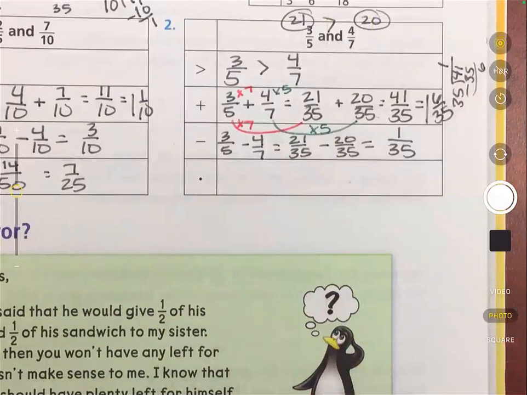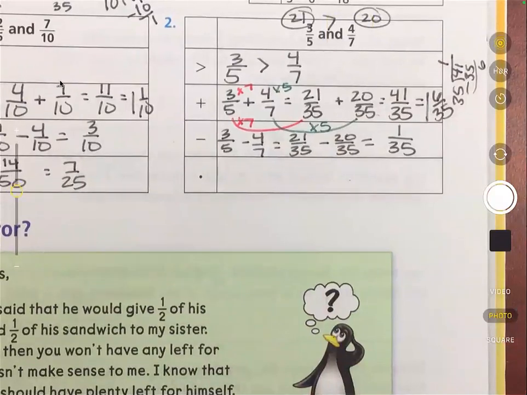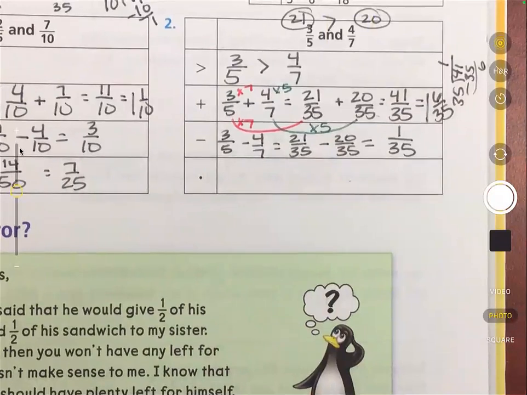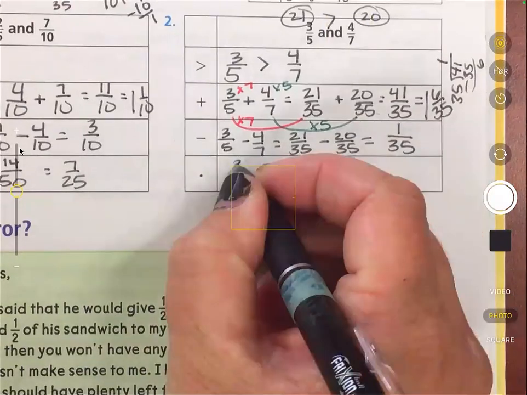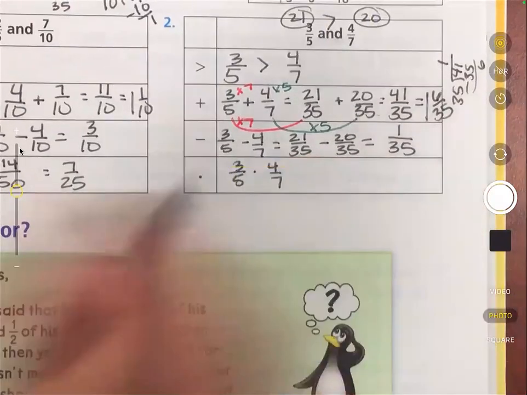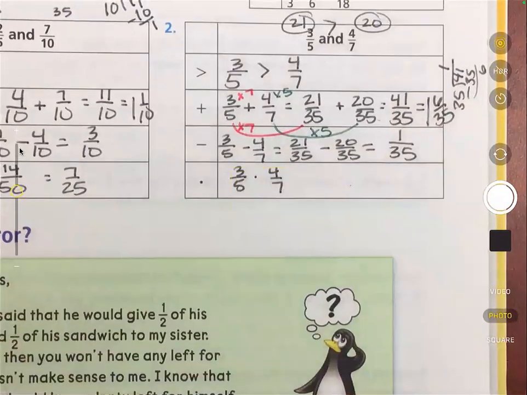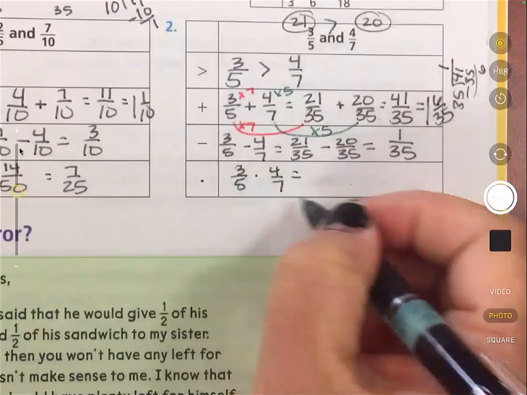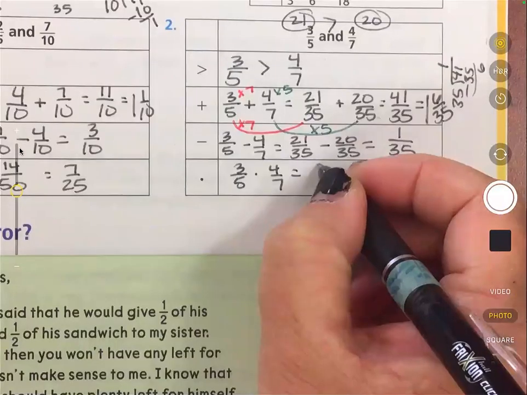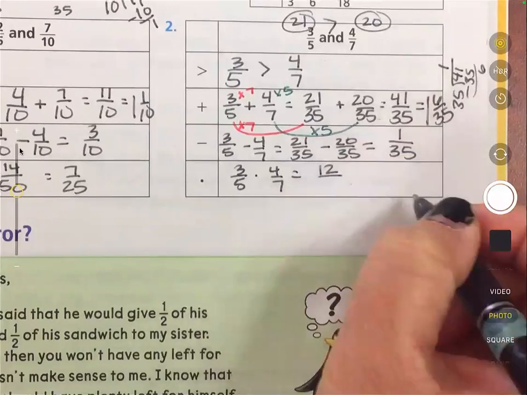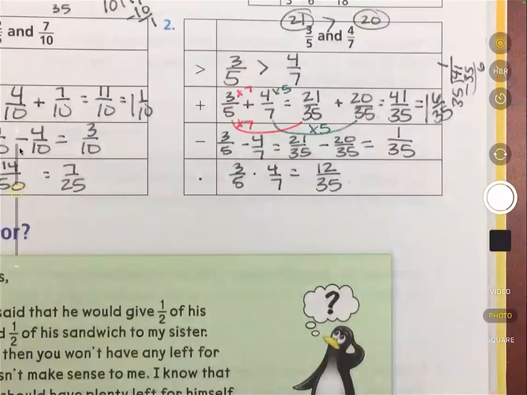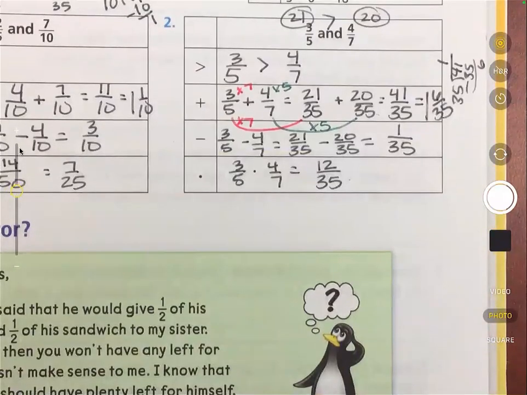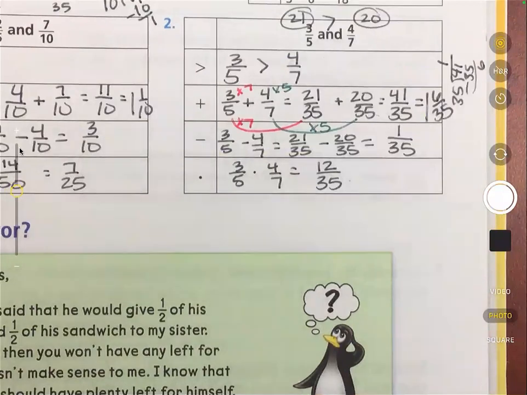Okay. And now for the very last step in the fraction box. Let's multiply. 3/5 times 4/7. I can't do any cross canceling on this one, can I? No, nobody shares any factors. So let's just go for it. What's 3 times 4? 12. What's 5 times 7? 35. Sweet. All right. Questions on these two fraction boxes?